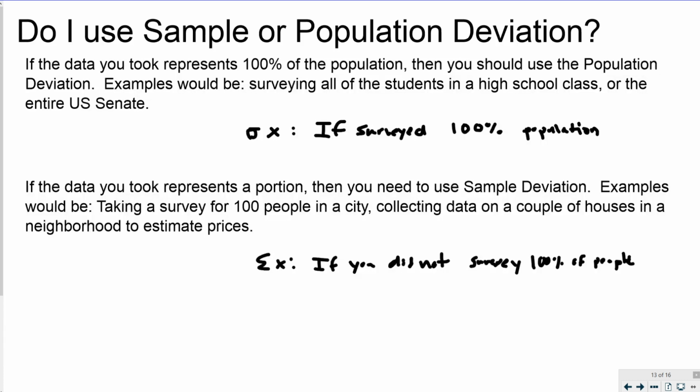Examples of taking all of a survey population would be surveying all of the students in your high school class. That's totally possible. Or the whole U.S. Senate. If surveyed, that would be 100% of a population, and you would use the little sigma x for the standard deviation. If the data represents a portion, you need to use sample. Examples would be taking a survey of 100 people in a city, or collecting data on a couple houses in a neighborhood to estimate prices. If you find the average prices for 6 or 7 houses, and then make generalizations for all of the houses in a neighborhood, you would be using sample deviation.